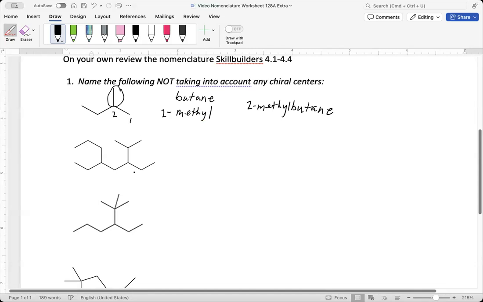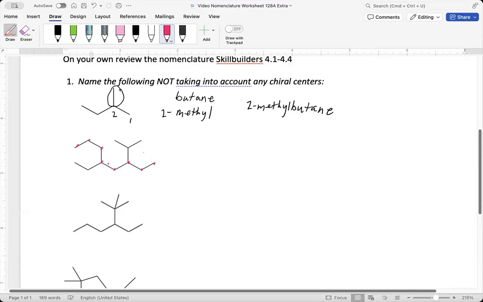Okay, let's look at this next one. It's a little more complicated. We need to find the longest parent chain first. And you can see if we went straight across, this would be 1, 2, 3, 4, 5, 6, 7. That would only be 7 carbons. If I went this way, let's see, 1, 2, 3, 4, 5, 6, 7, 8. That would be 8 carbons. So that's one possibility. And let's get a color here and we'll draw that. So 1, 2, 3, 4, 5, 6, 7, 8.